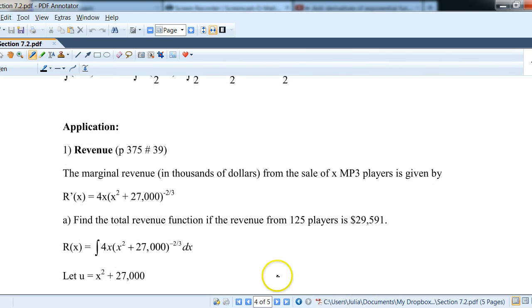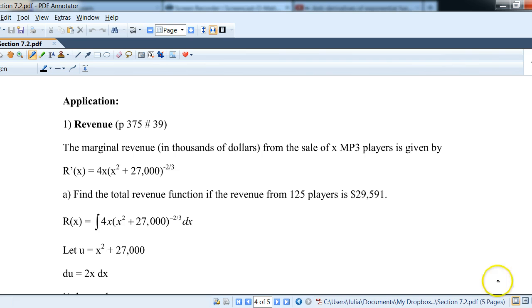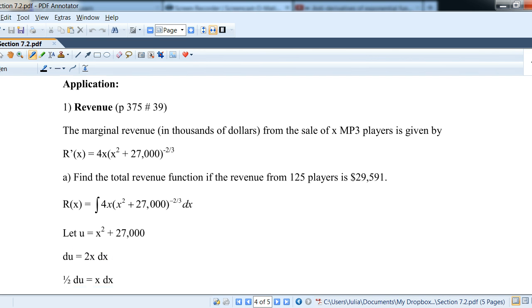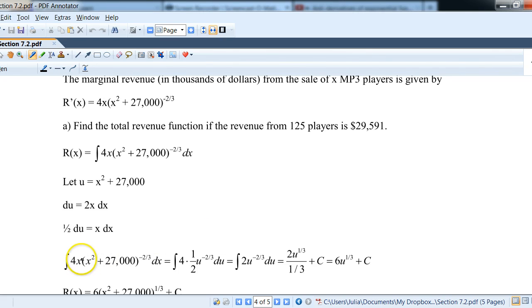So we need to find the total revenue. So to find the total revenue, we need to integrate. And when we integrate, we're going to use u substitution again as before. We can use the inside function for the u, x squared plus 27,000. Then take the derivative, so we get du equals the derivative of x squared, which is 2x times dx, okay? Again, there was a 4 in the original, so we have to divide both sides by 2, to get x times dx, and let us substitute. So 4, again, instead of the x, I just put the 1/2 times u to the negative 2/3 power, and then the dx becomes the du.